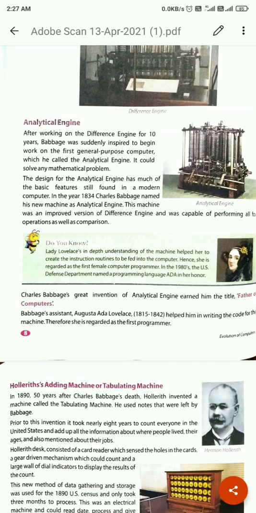So after creating the analytical engine, he got the title father of computers. Babbage's assistant Augusta Ada Lovelace helped him in writing the code for the machine. Therefore, she is regarded as the first programmer.